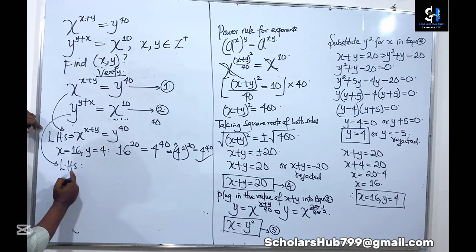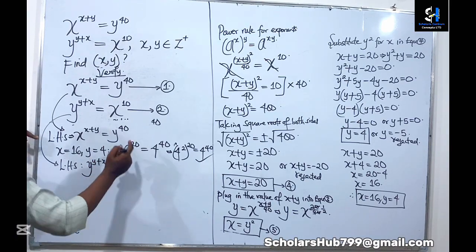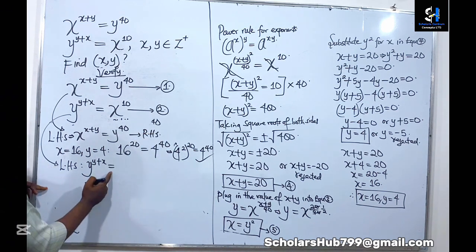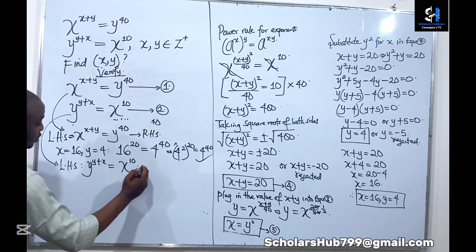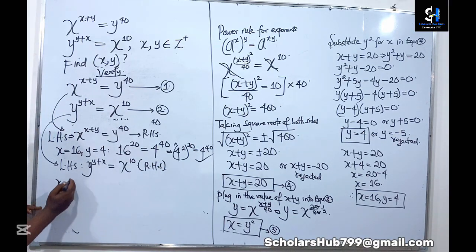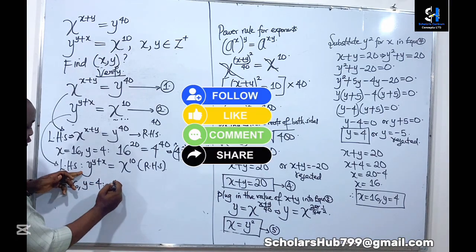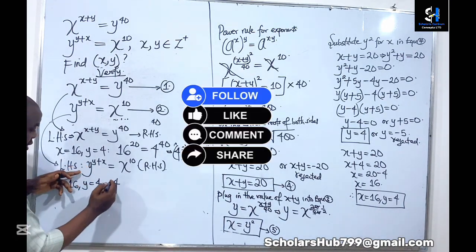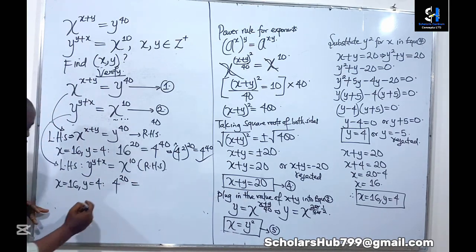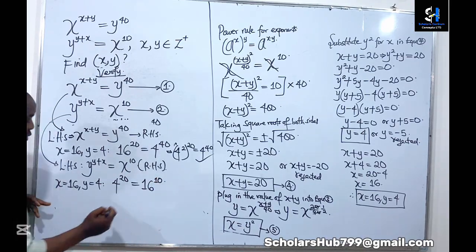Now, for equation 2, we have the left hand side to be y raised to the power of (y plus x). The right hand side is x raised to the power of 10. Now, the value of x is 16 and the value of y is 4. So the value of y, which is 4, raised to the power of 20, because x plus y is 20, equals the value of x, which is 16, raised to the power of 10.